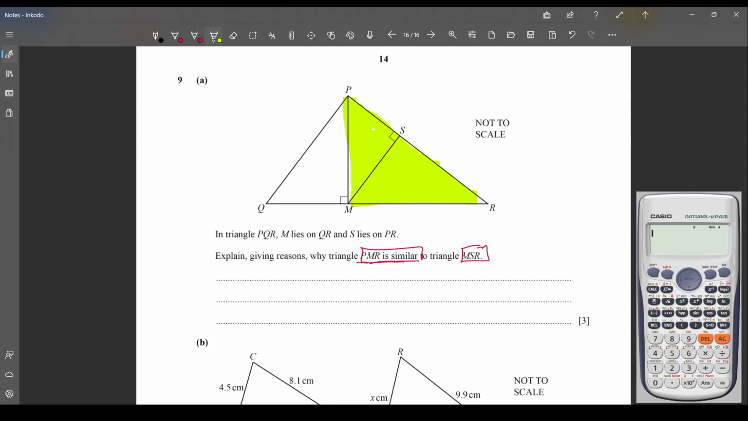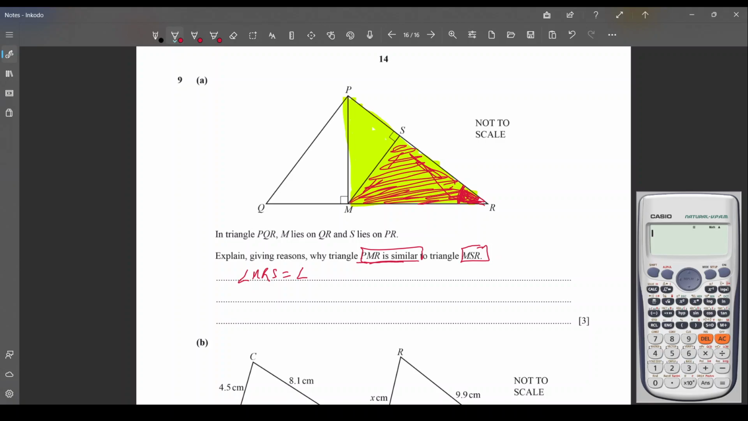You can see, I'll try to shade this one. MSR, this is another triangle. So we have to prove that these two triangles are similar, giving a reason. The first thing that you can see is that this is a common angle between both the triangles. This angle is a common angle, so we can write angle MRS.